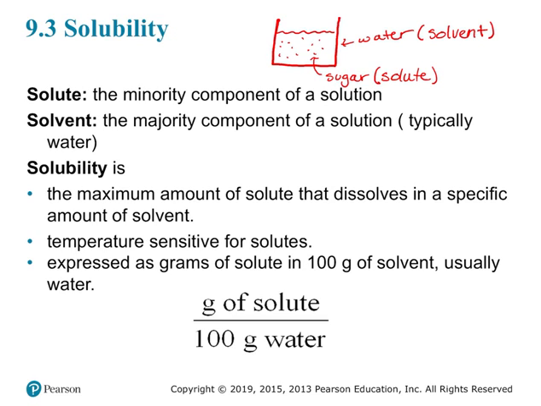Now, solubility is the maximum amount of solute that dissolves in a specific amount of solvent. So typically we express that in terms of grams of solute per 100 grams of water. Now your solvent could be something else. It doesn't have to be water necessarily, but that's typically how we express the solubility of a solute. Solubility is temperature dependent, and we'll talk about that in a little bit more detail later on.